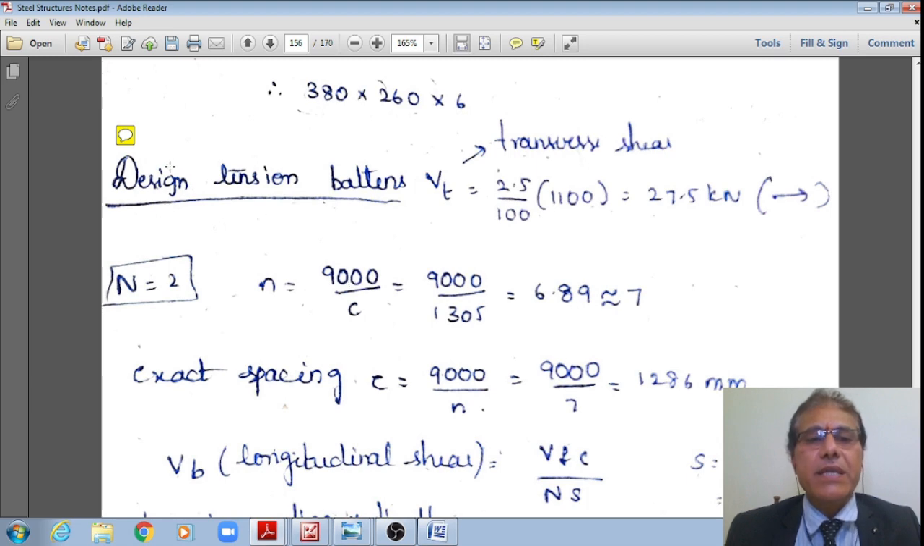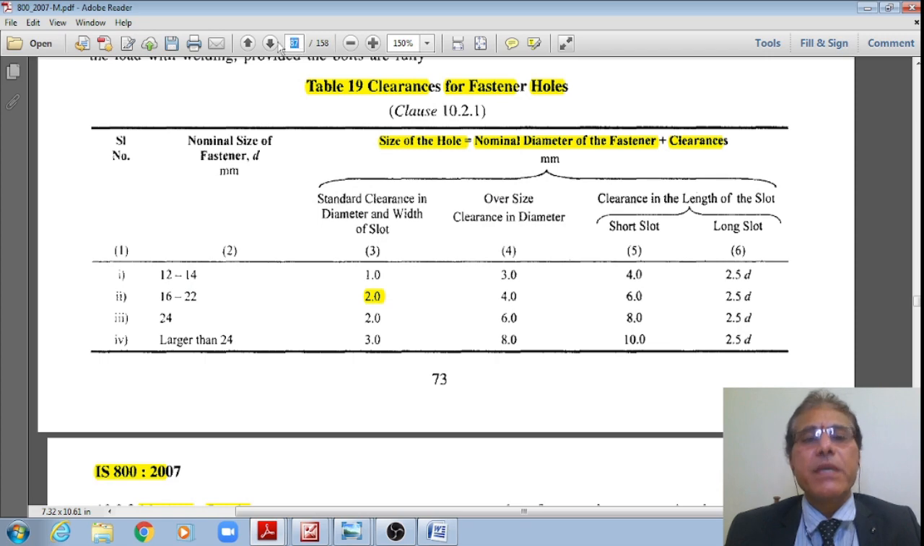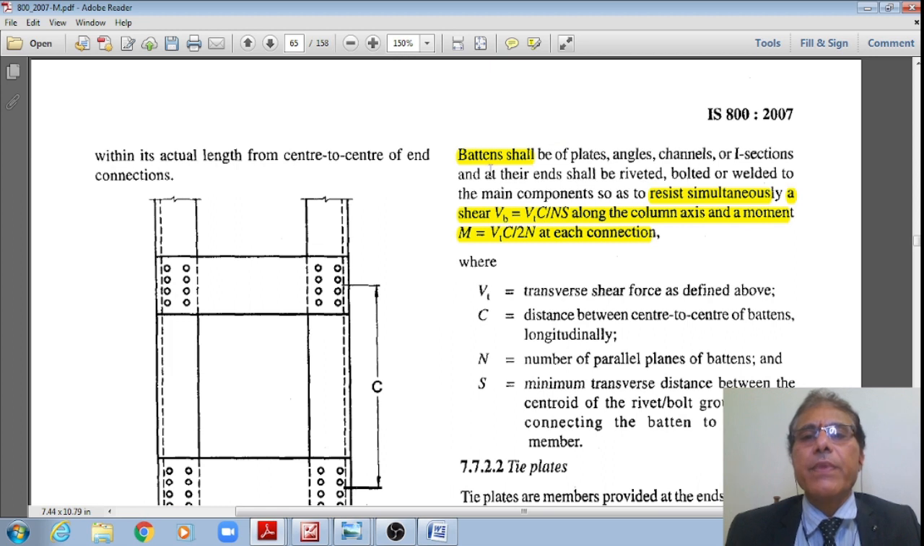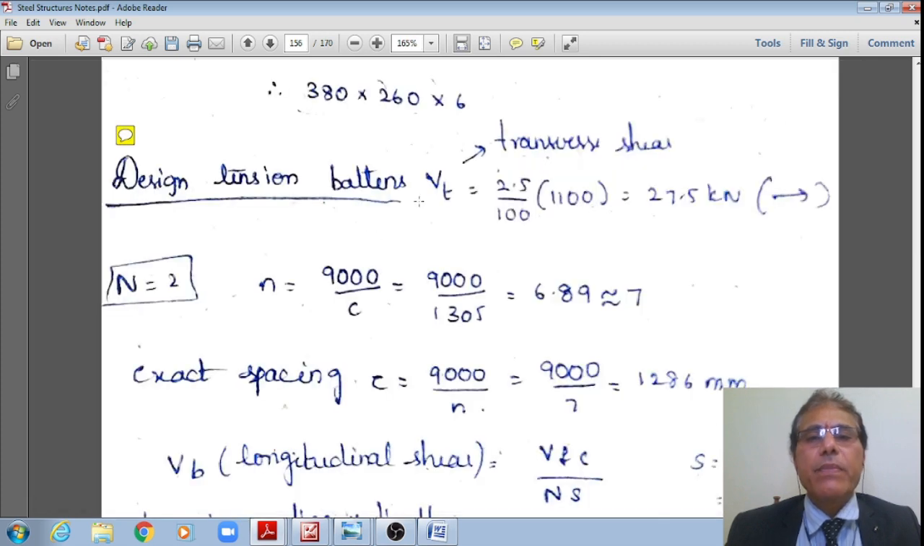Design tension in the batten as per clause 7.7.2.1, page number 51. Let me go to page number 51. Yes, just now we have seen that the batten shall also resist simultaneously a shear VB equal to VT C divided by N S, and also a moment M equal to VT C divided by 2N. Therefore, I am recalling this formula.